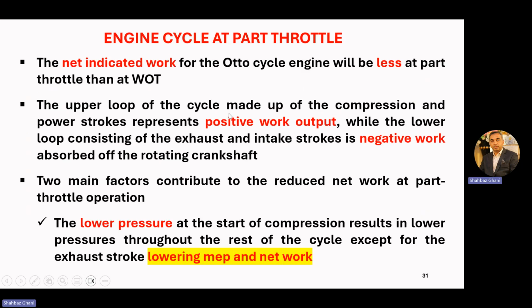The upper loop of the cycle, made up of the compression and power strokes, represents positive work output, while the lower loop, consisting of the exhaust and intake strokes, is negative work absorbed from the rotating crankshaft. Two main factors contribute to the reduced net work at part throttle operation. The lower pressure at the start of the compression results in a lower pressure throughout the rest of the cycle, except for the exhaust stroke, lowering mean effective pressure and net work.